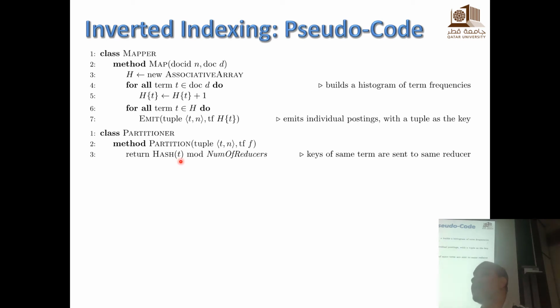When we sort, we will sort first on term, and when we have to break the tie, we will use the document number. Any question about this partitioning function?